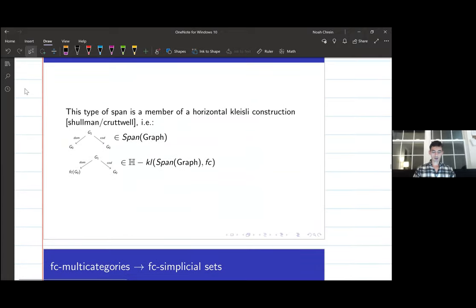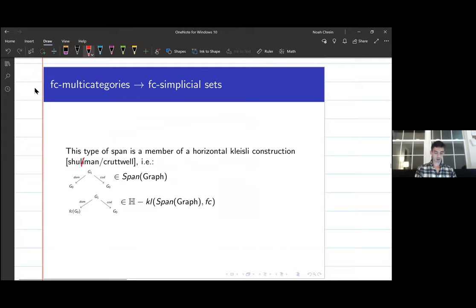So if you look in Shulman's paper, there should be one L here. If you look in Shulman and Cruttwell's paper, the double categories correspond to spans, and the virtual double categories, or the Kleisli categories, correspond to this horizontal Kleisli construction on spans. Okay, so the horizontal Kleisli construction takes the domain and applies the monad to that domain.